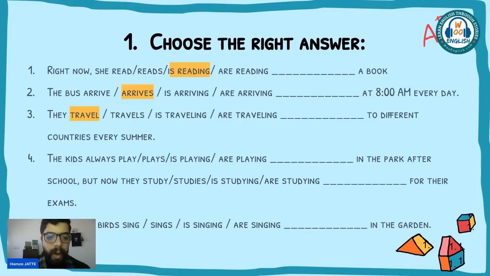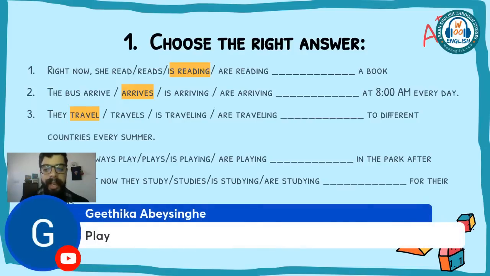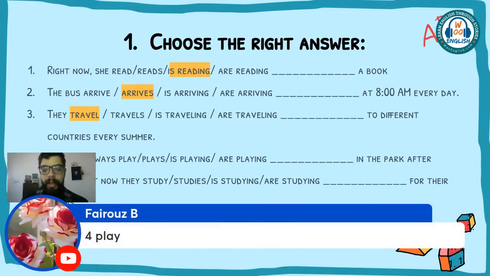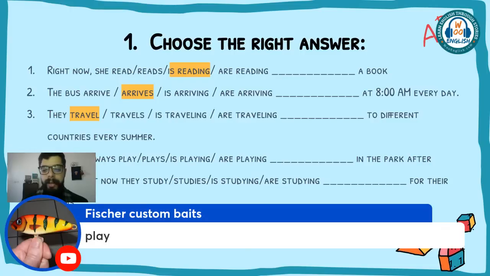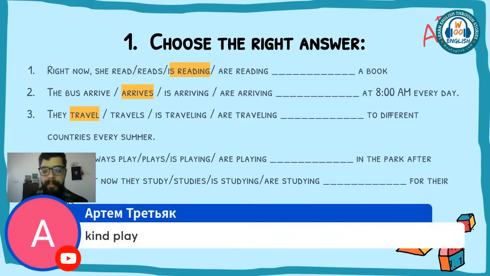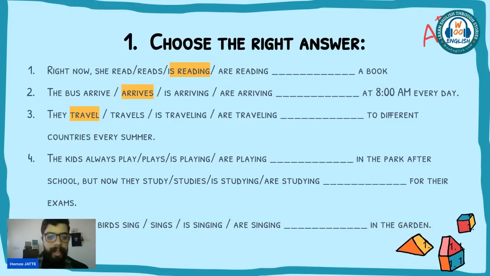Number four. The kids always plays, playing, are playing in the park after school. I hope it's clear for you, both Lulu and Getika. Otherwise, if you want me to repeat the explanation, please let me know. Okay, play, Getika, play. Great. Getika, now you got it correct. Number four, Feiruz, play. Fisher, play. Kind, play. Indeed.